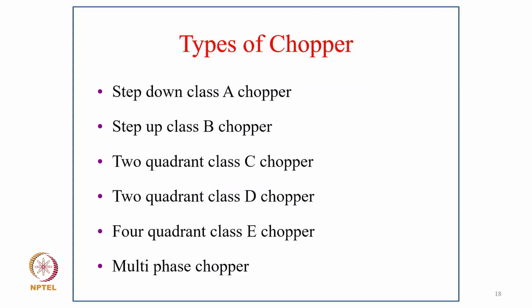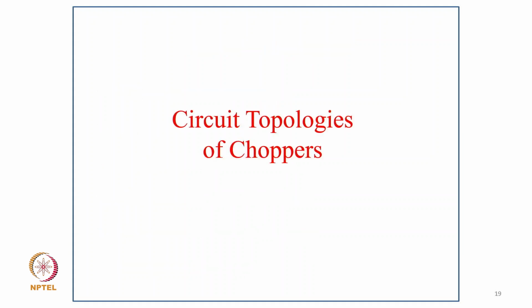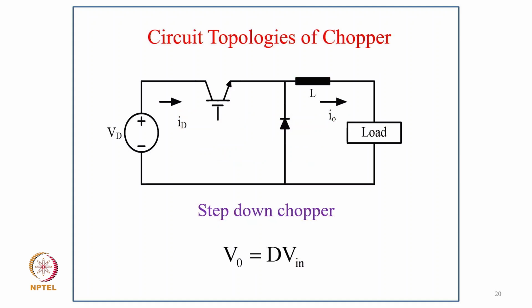Typically step down class A, we call it class A chopper, then step up class B chopper, two quadrant class C chopper, and two quadrant class D chopper, then four quadrant class E chopper, and multi-phase choppers. Now coming to circuit topologies of choppers.